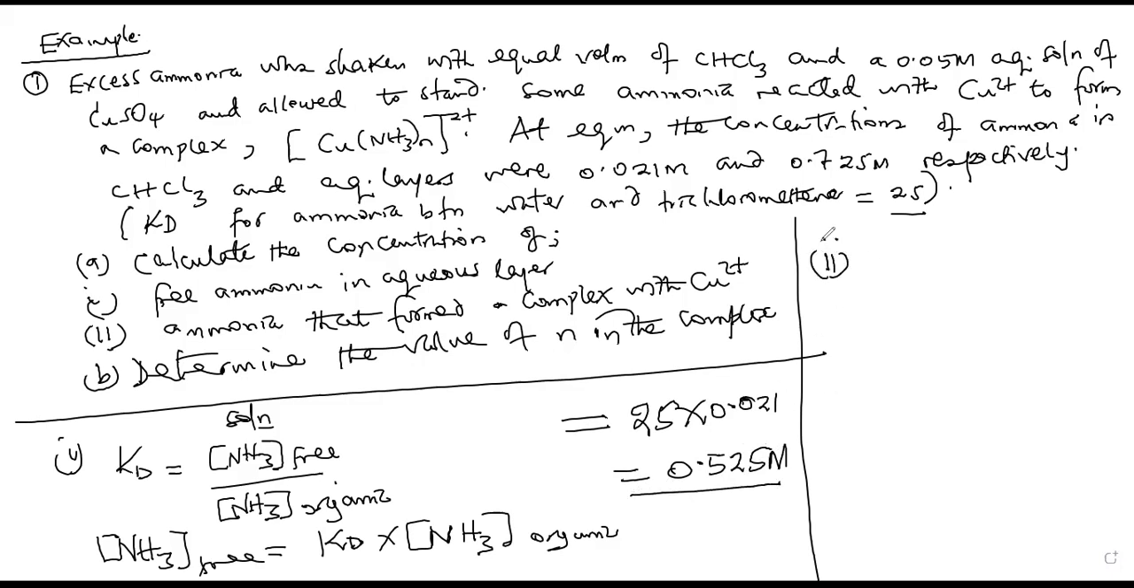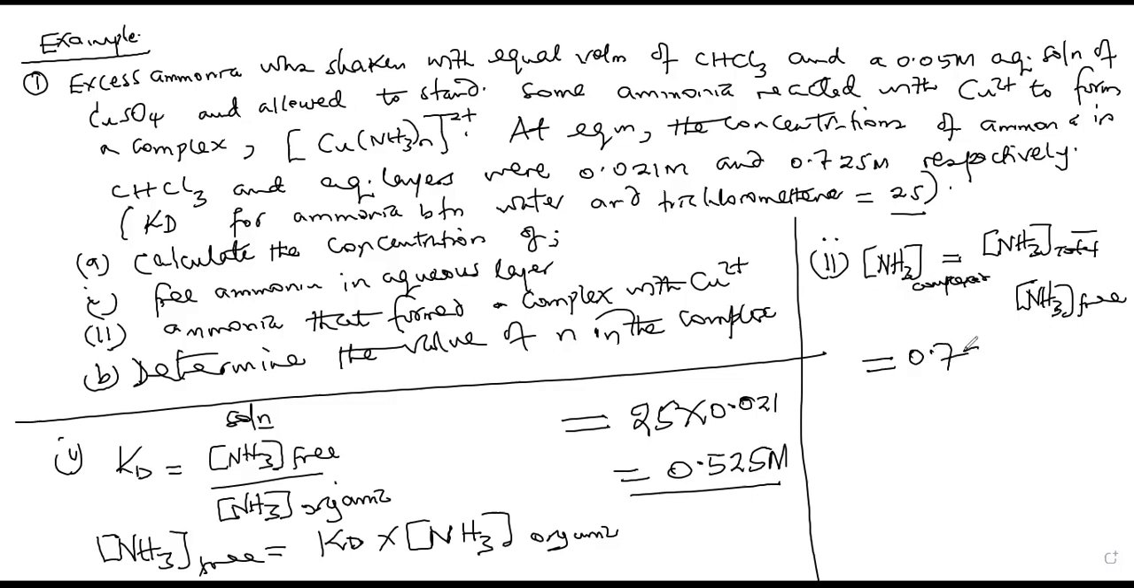Roman 2, they want us to get complex ammonia, the ammonia that formed a complex. We get it by getting the concentration of total ammonia in aqueous, and we subtract the concentration of free ammonia. So aqueous total is 0.725, and free ammonia has been gotten as 0.525. So this gives us 0.2 molar.